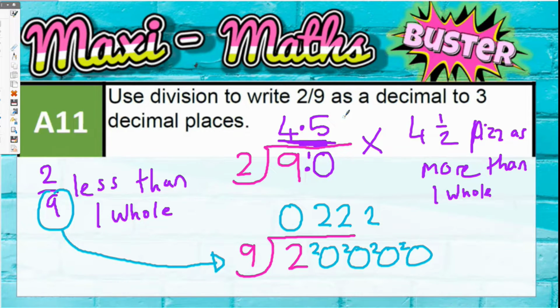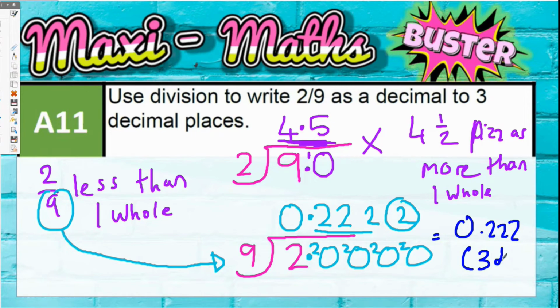Now, it does say to go to 3 decimal places. Now, if I put my decimal point in, I've got 0.222, but you should always go to the 4th decimal place to check that the first 3 decimal places don't change. So the 4th decimal place is 9s into 20 goes 2 again. Now, that 2 is the 4th decimal place, and it's less than 5, which means the 0.222 is actually going to stay as it is. So final answer to 3 decimal places is 0.222 to 3 decimal places.